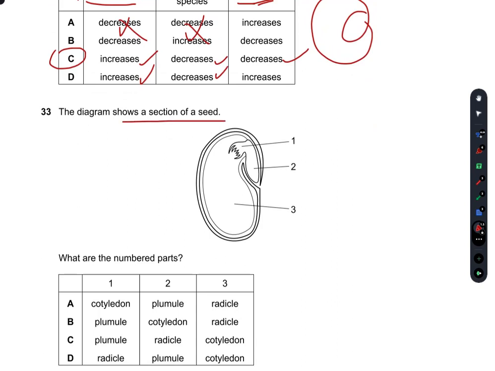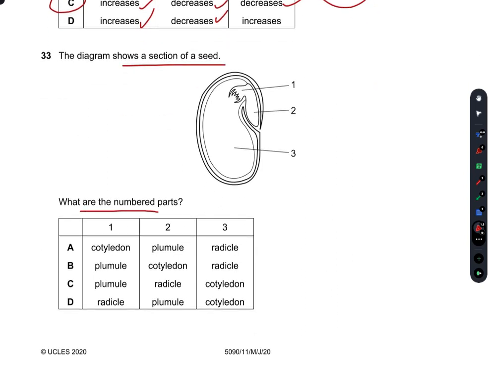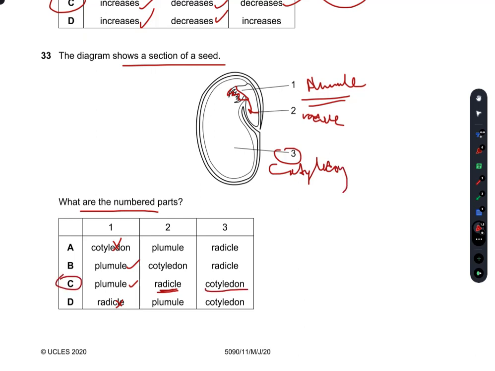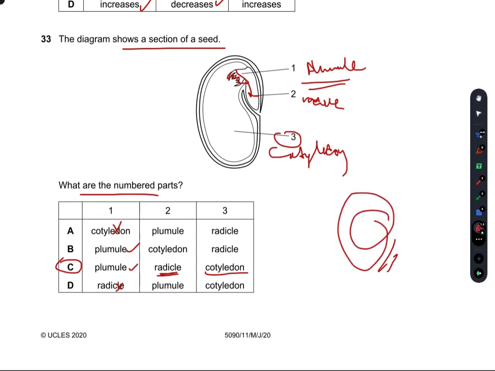The diagram shows a section of a seed. What are the numbered parts? This structure here is the plumule. This is a diagram that comes from your textbook. So one is the plumule. A and D are incorrect. Two is the radicle, which is very close to this, and only three is left, which is the cotyledon. So one is plumule, two is radicle, and three is cotyledon. So C is the right answer.